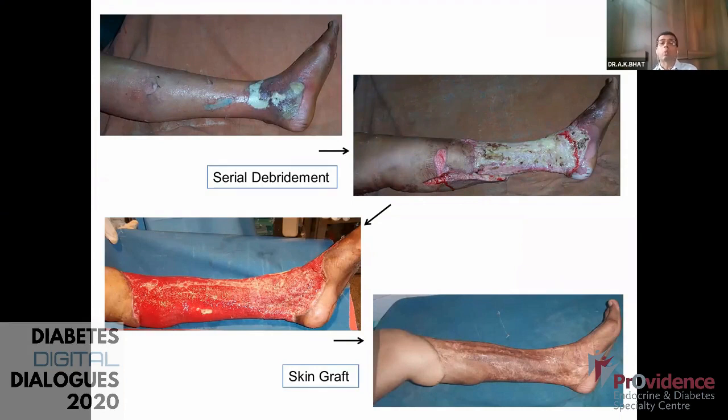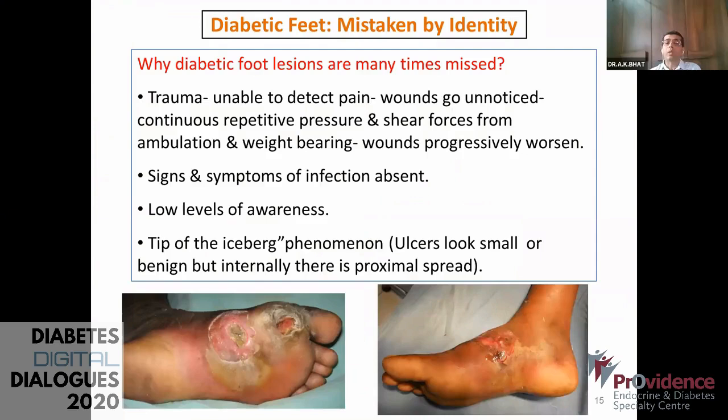Since I've just gone through a short case journey, I'll just highlight the problems of mistaken identity in diabetic foot. Why are they missed? Because as you know, many of the neuropathic patients, the pain is not there, so they continue to bear weight, and there are shearing and pressure forces. The signs and symptoms of obvious infection are very often absent, and patients have low awareness, and you know the tip of the iceberg phenomenon classically in diabetic foot.